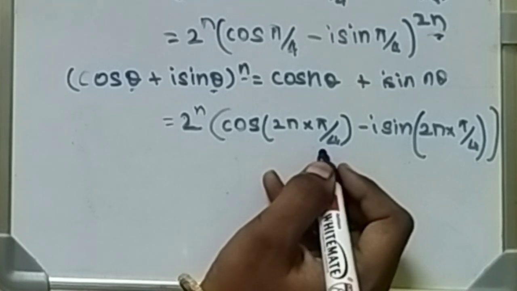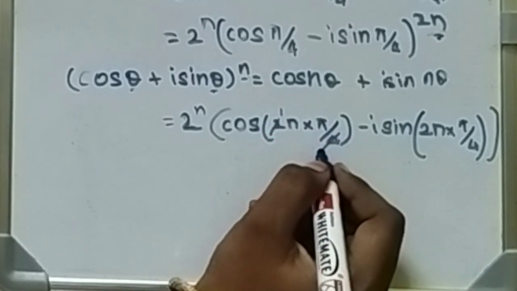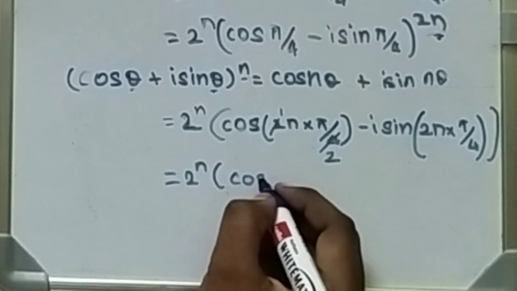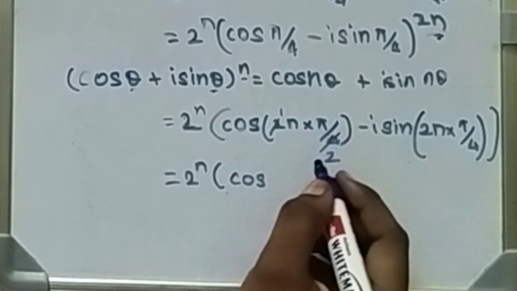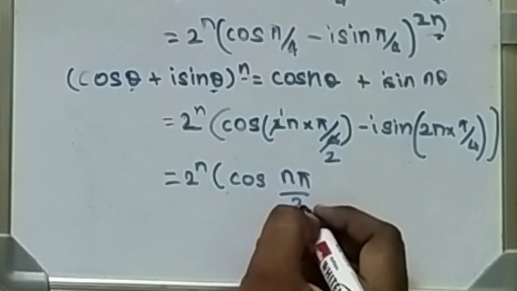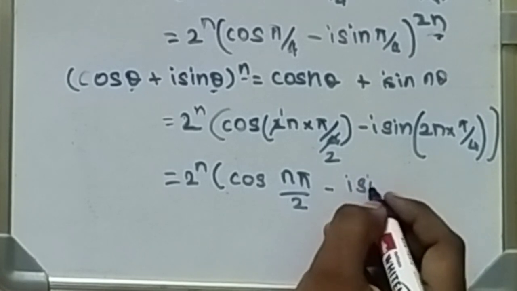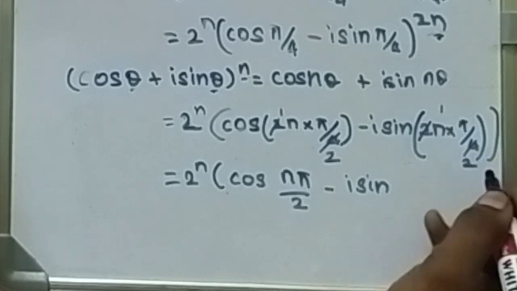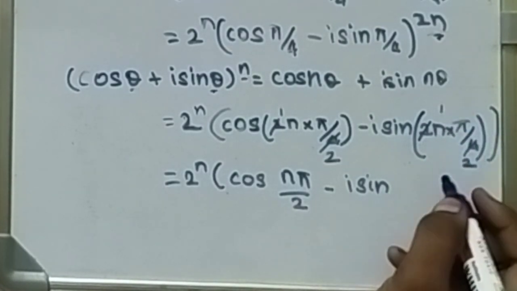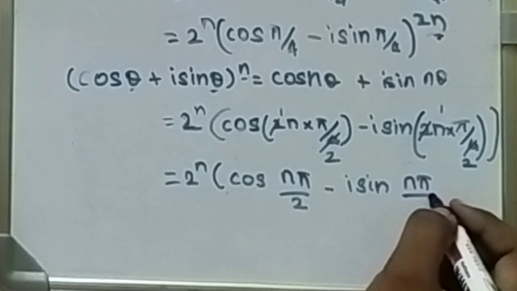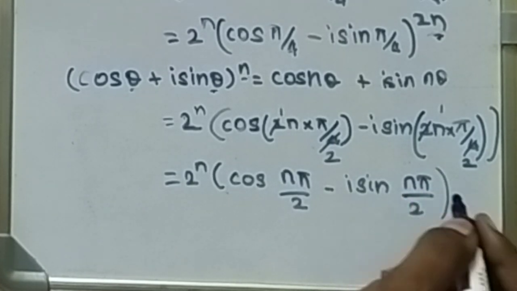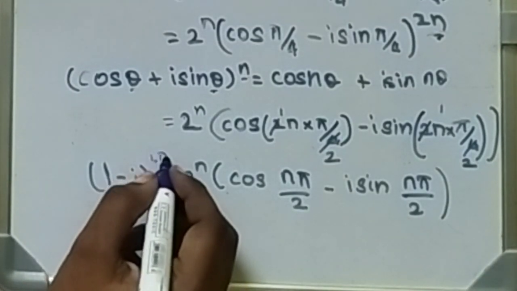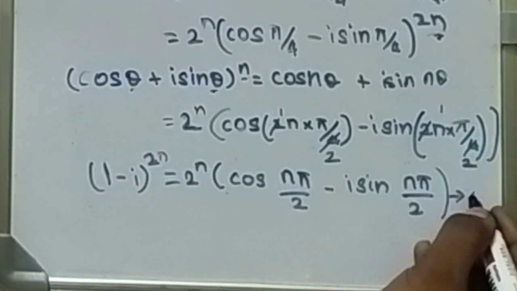So we are going to simplify this. 1 2s are 2, 2 2s are 4. So it will be 2 power n cos n pi by 2 minus i sin, likewise here we simplify. 1 2s are 2, 2 2s are 4. So n multiplied by pi equals n pi, and in the denominator we have 2, right? This is the value of (1 minus i) power 2n. I am going to name it as 4.